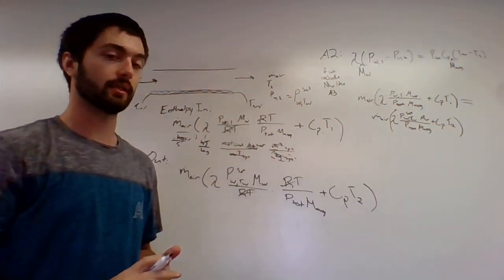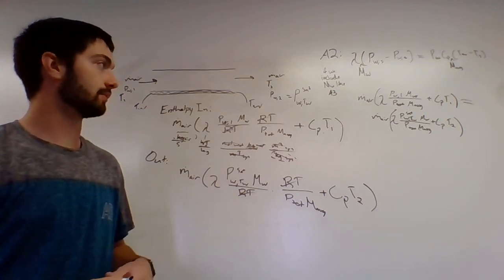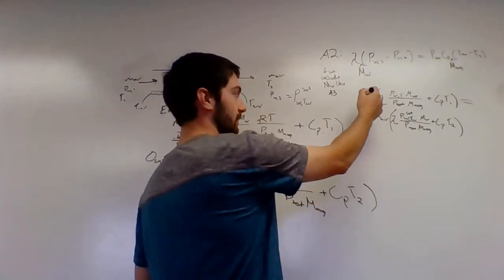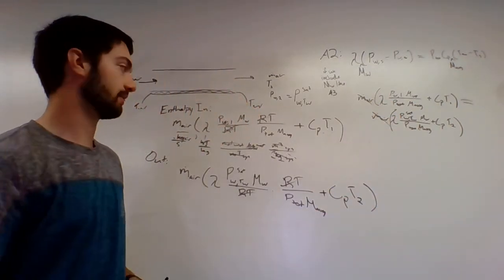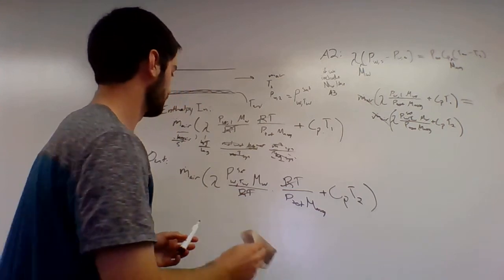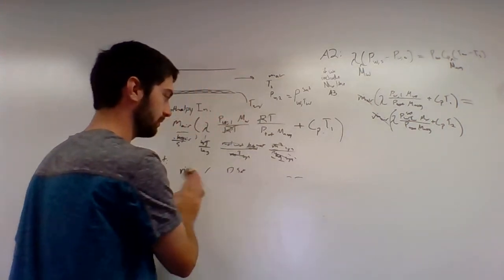Alright, so now we can reorganize that to kind of combine some common terms. And first we can obviously see that m air, the mass flow rate of air, is going to cancel. I need some more room, so I think I'm going to erase these enthalpy equations since I just rewrote them.